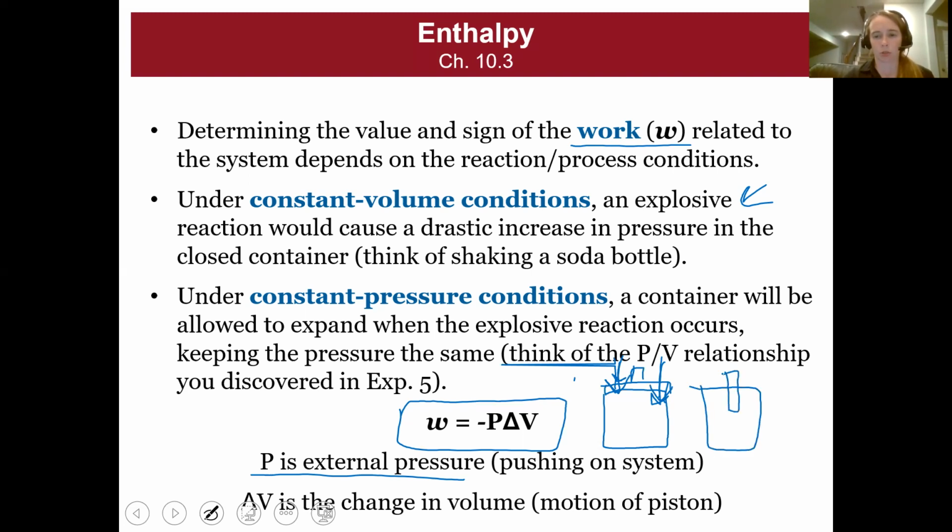Now I'm going to draw my piston like this. Now our volume is smaller because our pressure was pushing that in. So this change in volume is our delta V as a result of moving the piston because of the external pressure. So work is equal to negative P delta V. Now we can understand work a little bit better in order to understand changes in energy a little bit better.